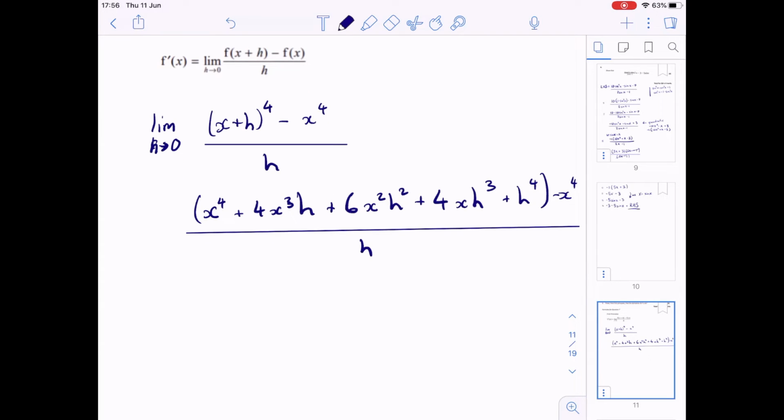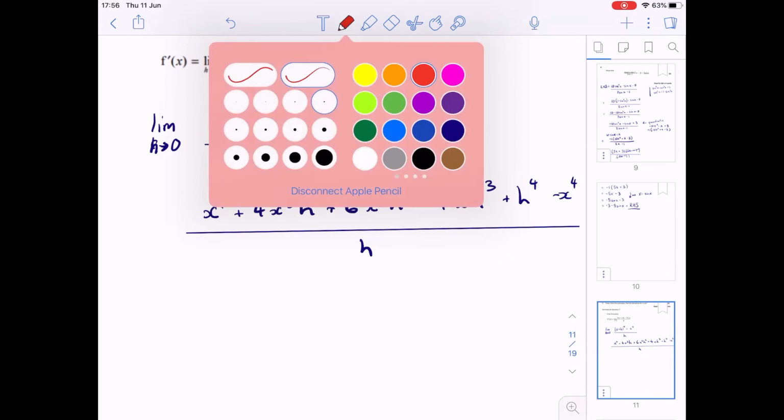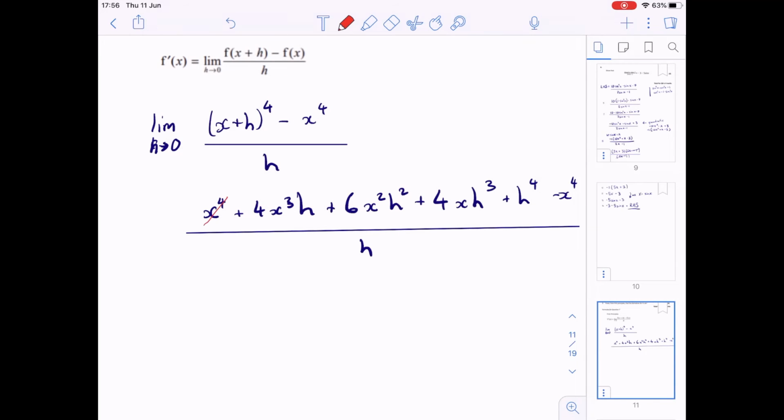So what's going to happen? Well, the brackets aren't really doing anything here, so actually let's get rid of them. Well, the x to the 4s will actually cancel with each other and leave me with just 4x cubed h plus 6x squared h squared plus 4x h cubed plus h to the 4.